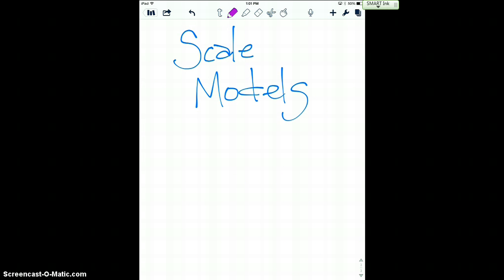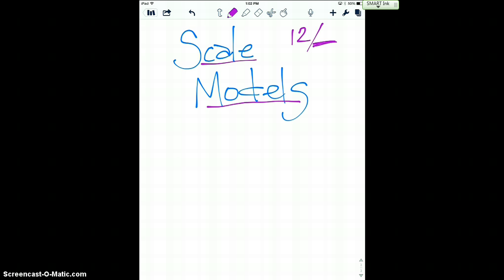All right, moving on. The lesson today is on scale models. And so you will write this in your table of contents under the date today, which is the 9th, or maybe you're watching this on the 10th. So go ahead and write that in your table of contents. And we're going to start with: what the heck is a scale model?